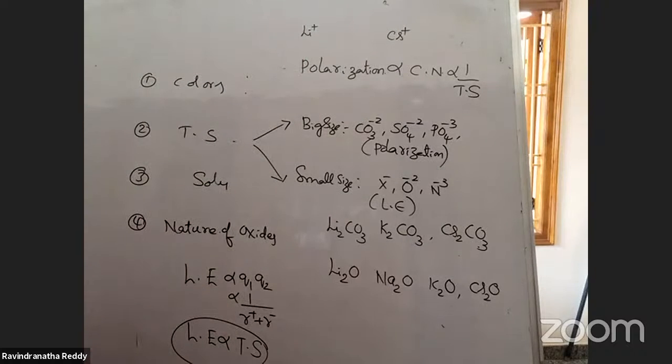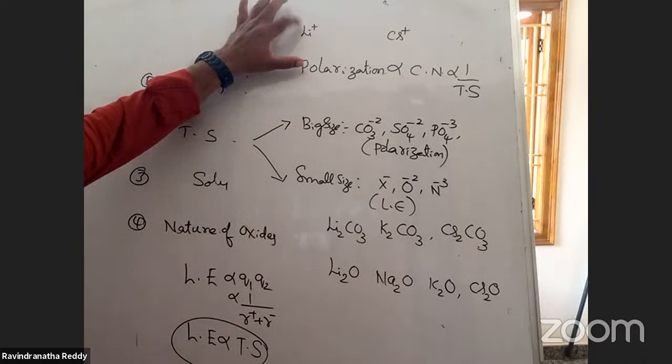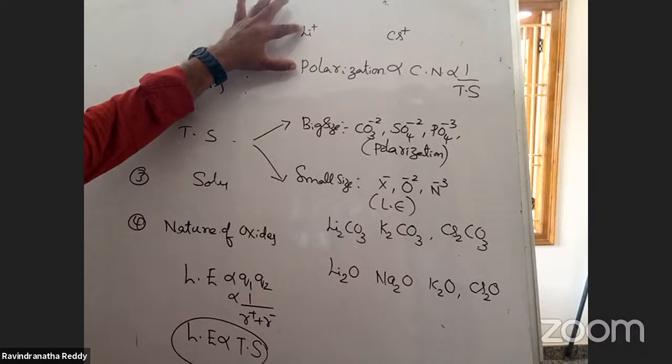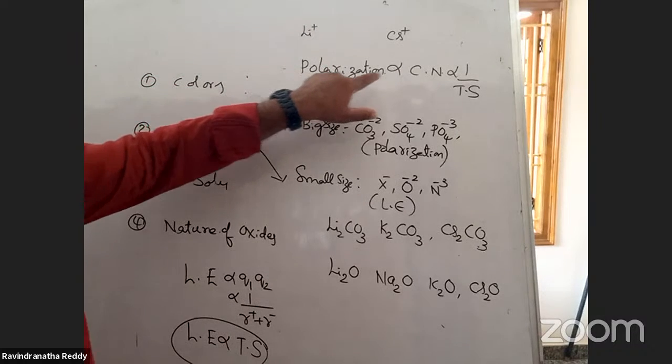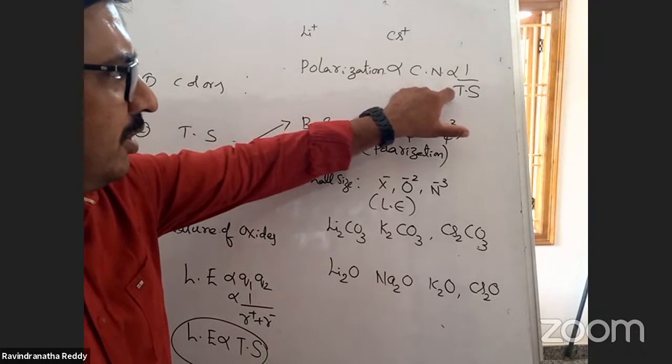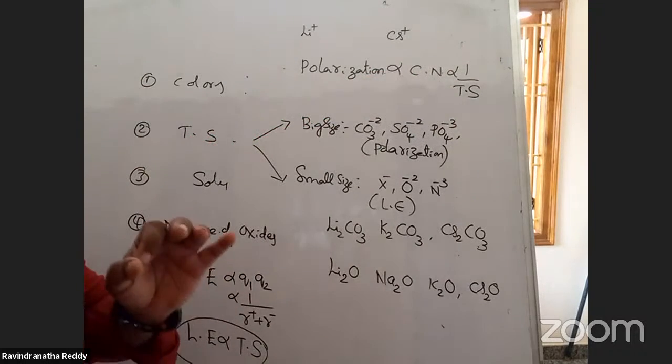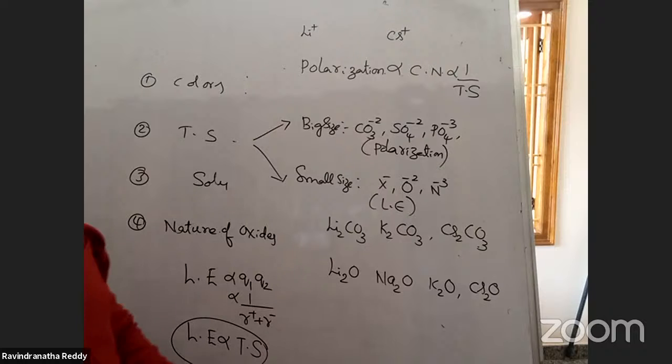How do we explain lithium carbonate? In lithium carbonate, the lithium cation is there, and its polarization is more. Polarization is more means covalent nature is more, so thermal stability is least. That is the original concept. Now a simple trick I am telling: cation is big, anion is big, thermal stability is more. Cation is small, anion is small, thermal stability is more. That is the trick. The concept is this one.